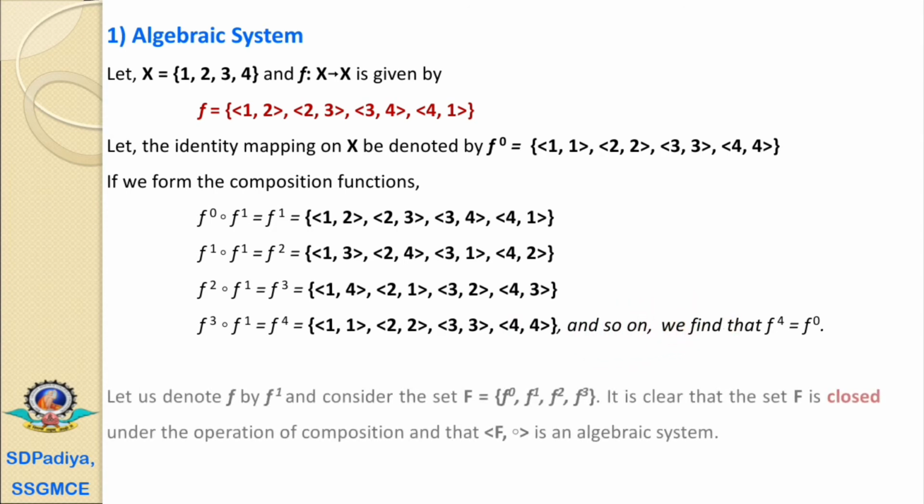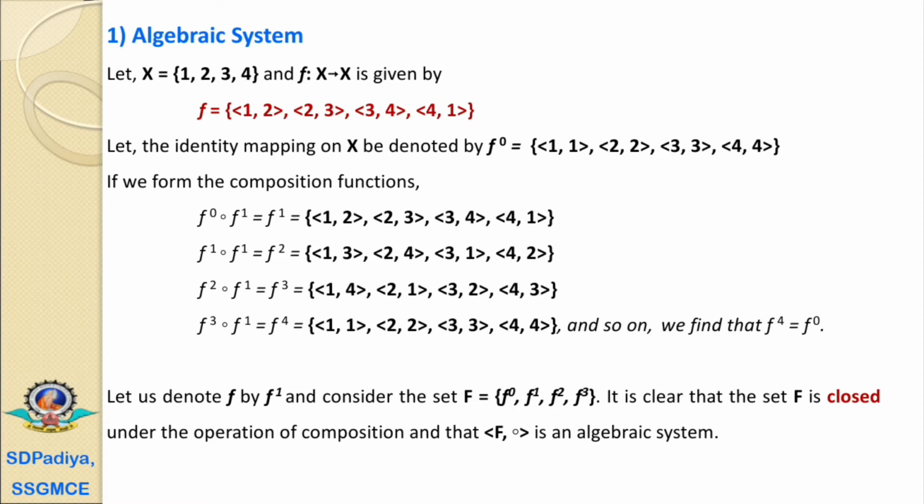Now what can we conclude from the composition of the functions? Let us denote f by f raised to power 1 and consider the set of functions F. It is a set of f raised to power 0, f raised to power 1, 2 and 3. Then it is clear that the set of functions capital F is closed under the operation of composition, and that F with the composition operation is an algebraic system.